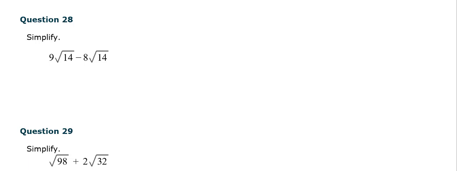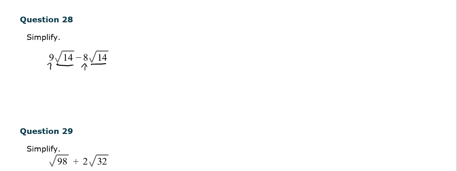Simplify 9 square roots of 14 minus 8 square roots of 14. Whenever we're adding or subtracting radicals, they have to be like. Being like means that the radicands are the same and the coefficients are like terms as well.